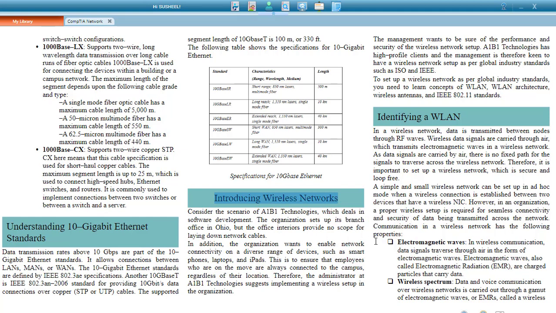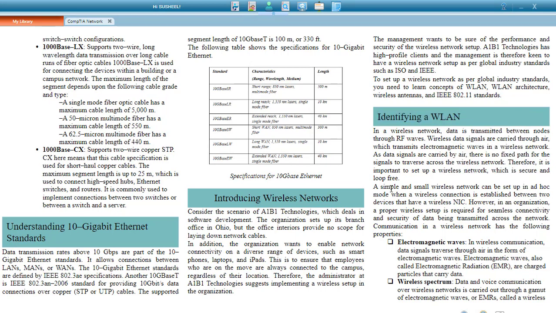Introducing wireless networks. Consider the scenario of A1B1 Technologies, which deals in software development. The organization sets up its branch office in Ohio, but the office interiors provide no scope for laying down network cables. In addition, the organization wants to enable network connectivity on a diverse range of devices, such as smartphones, laptops, and iPads. This is to ensure that employees who are on the move are always connected to the campus, regardless of their location.